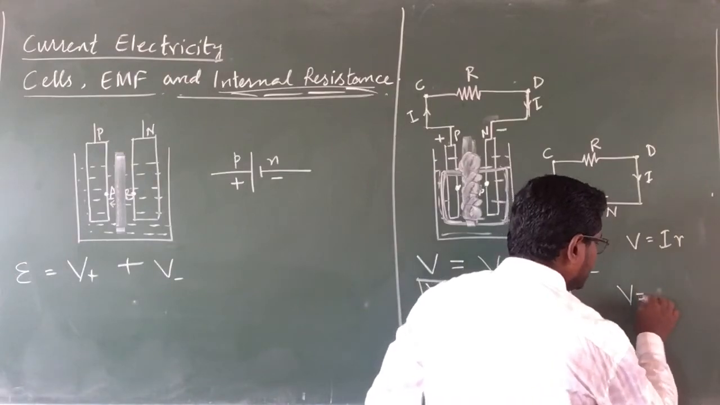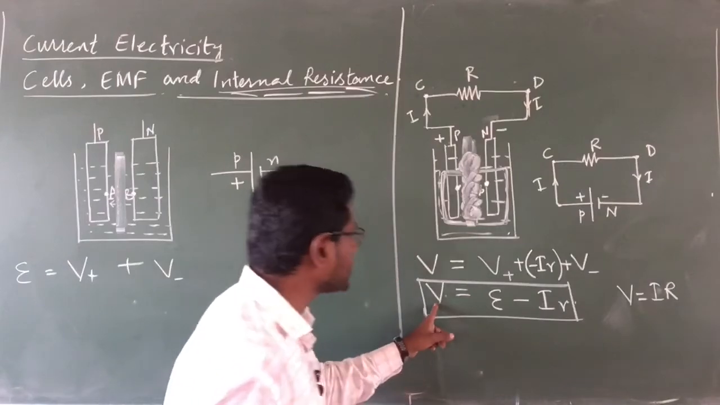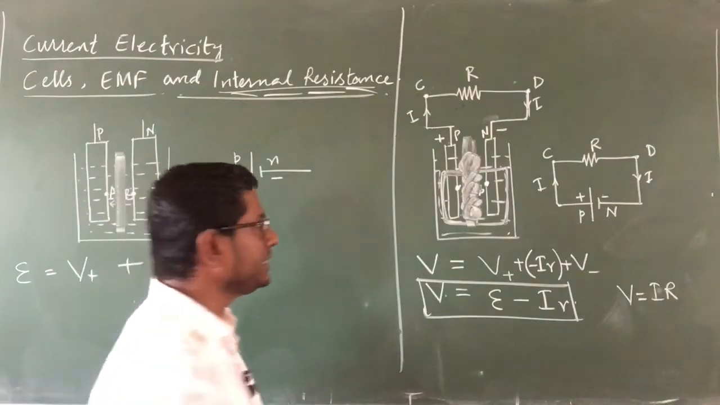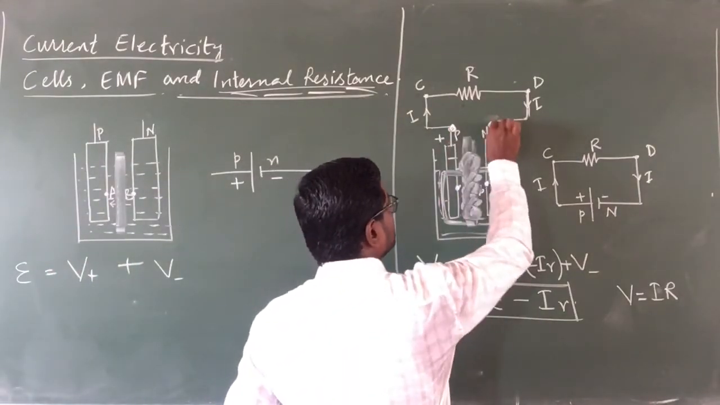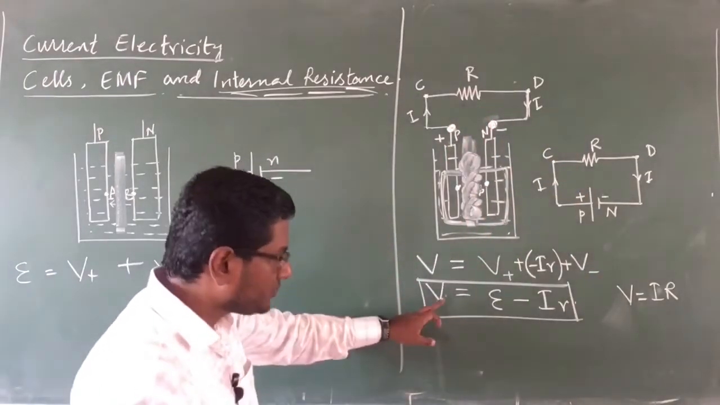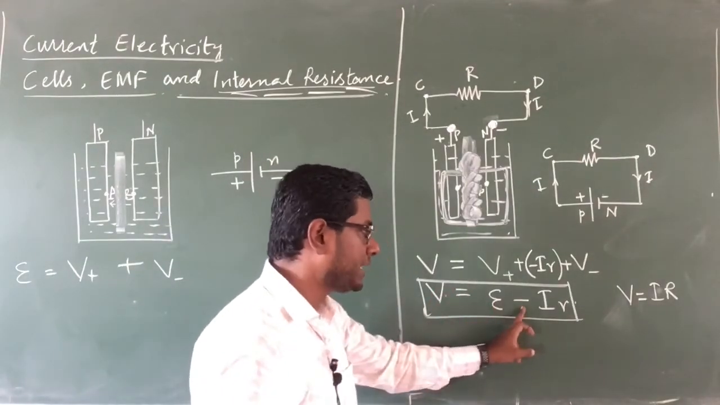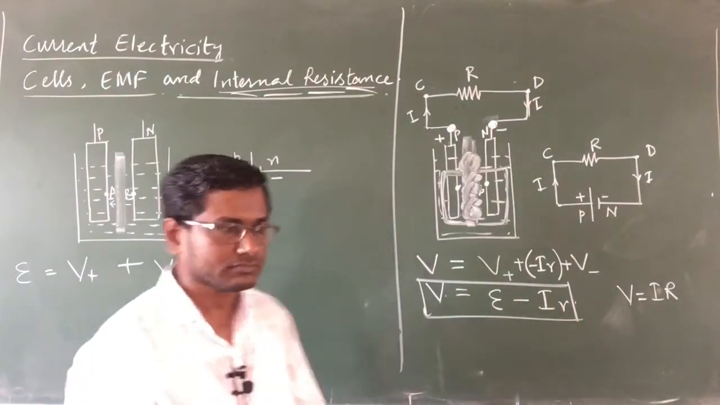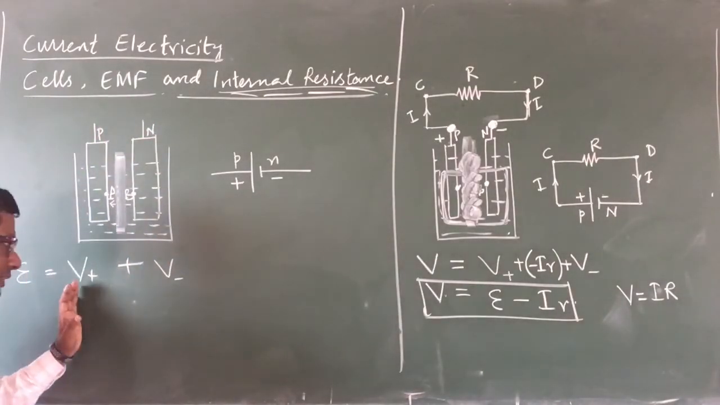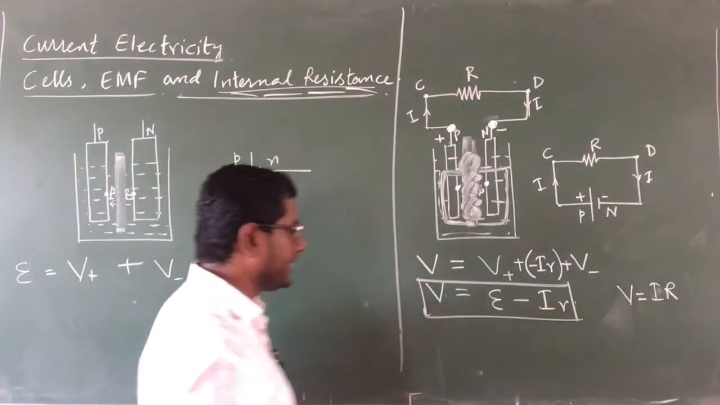and that external circuit will have V equals I into R. What is this V? This V represents the terminal potential difference. Where is it present? It is present between this point and this point, that is point P and point N. That is where we are going to see this potential V, which is epsilon minus I into r. Then coming to here, when no current is flowing, there will be only V plus and V minus, because there is no term of I.